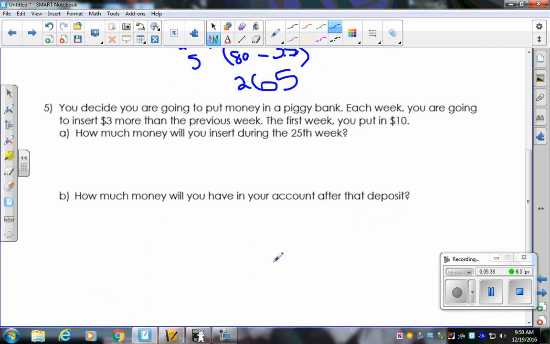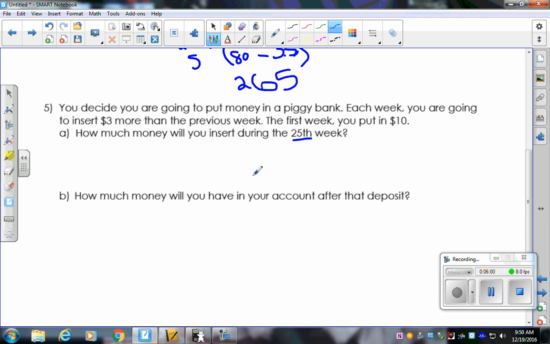All right, so this is a word problem, which is a continuation of the beginning part A we did in our sequence notes. So it tells us we're putting money in a piggy bank. Each week we're adding $3 more than the previous week. The first week we put in $10. How much are we putting in during the 25th week? So for this, I need my sequence formula. It's not asking me for a total yet. It's asking me for what I put in.